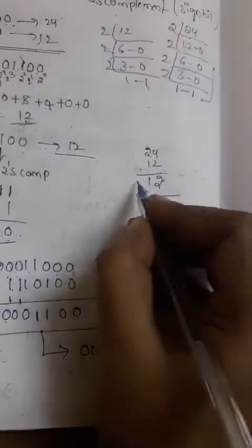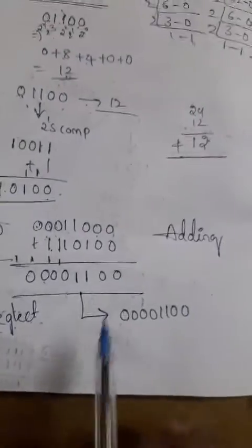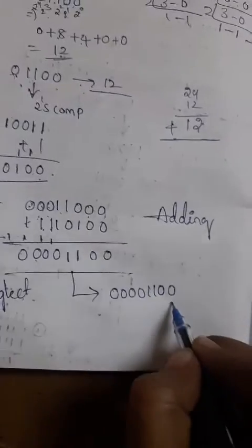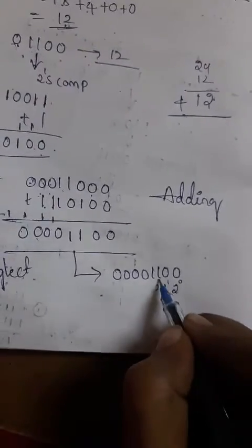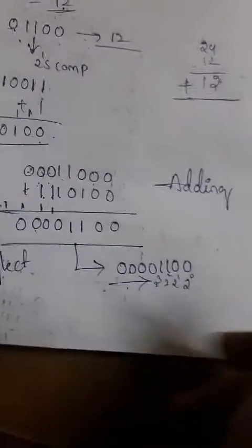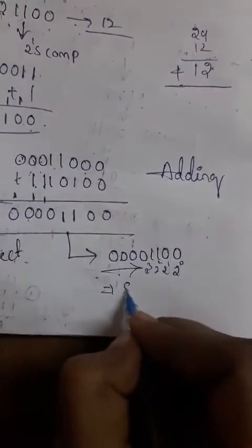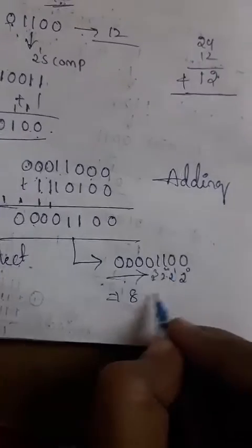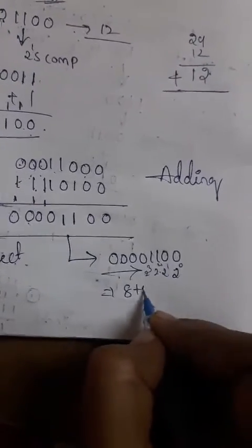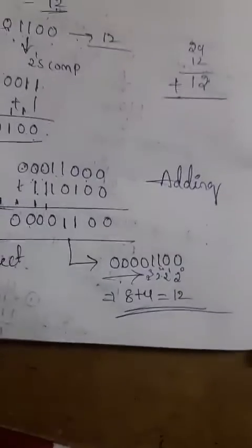Just check it. 24 minus 12, what is the number? 4 minus 2 is 2, 2 minus 1 is 1. So 12, and this is a positive number. Okay, so just check it here. 2 power 0, 2 power 1, 2 power 2, 2 power 3. The remaining are all zeros, right? 0 into anything will be 0. So 2 cube is 8 and 2 square into 1 is 4. So totally we get the result 12.